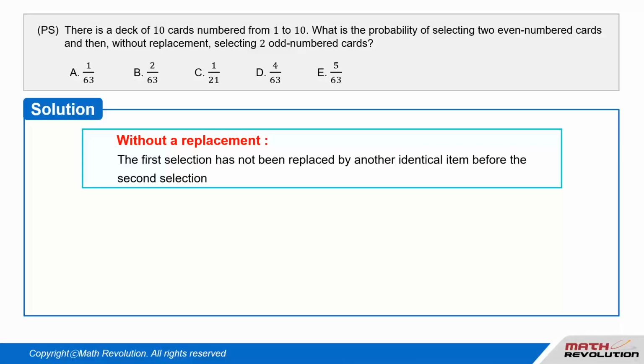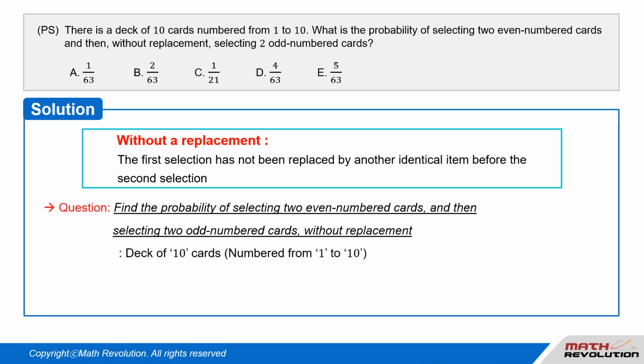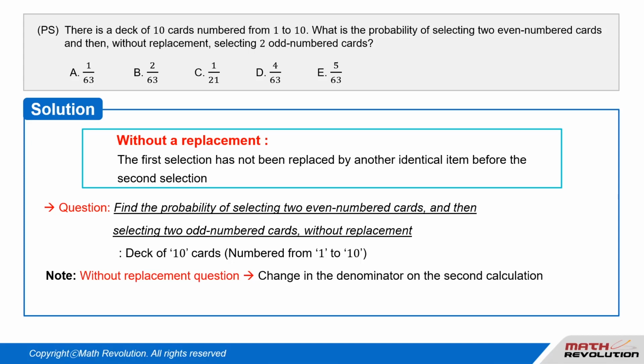Solution: Without replacement means the first selection has not been replaced by another identical item before the second selection. We have to find the probability of selecting 2 even-numbered cards and then selecting 2 odd-numbered cards without replacement out of a deck of 10 cards numbered 1 to 10. Note the change in the denominator on the second calculation, because the first 2 cards selected are not replaced.